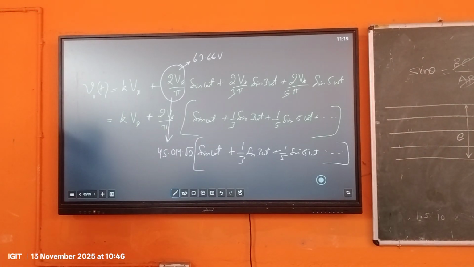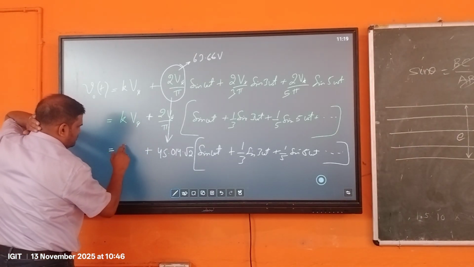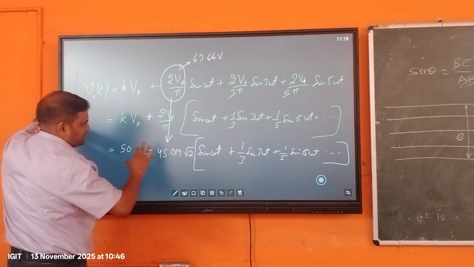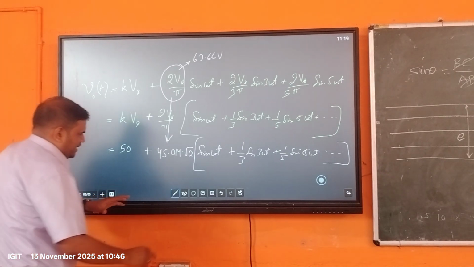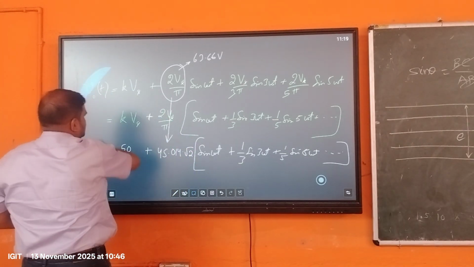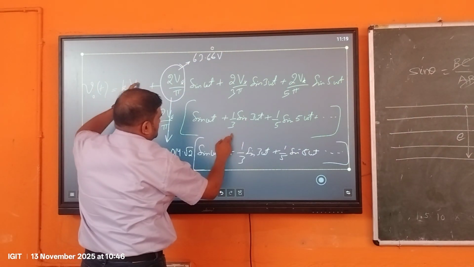And this side is how much? If we take this as 100, this is equal to 50. So 50 plus this, all those things we get. Let us do some analysis out of it, because simply doing this doesn't have any sense.